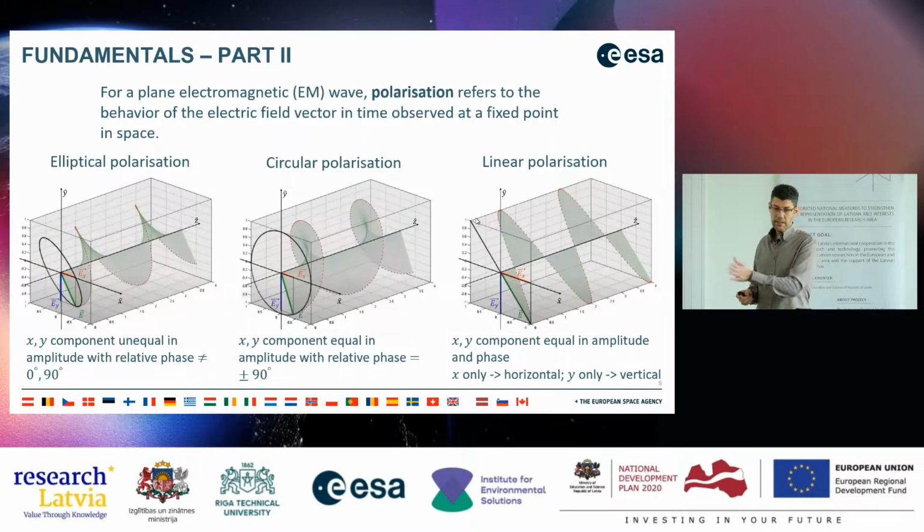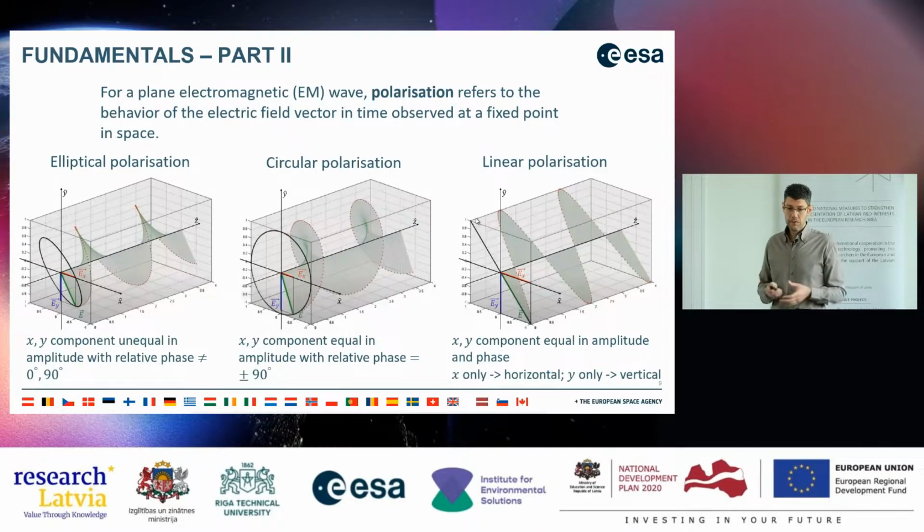And this is again specialized in linear polarization, where the components are equal in amplitude and also in phase. And in this case, it's 45 degrees. So you can also have linear polarization horizontal, which means you only have the X component of the electric field, and vertical, if you have only the Y component. So this is the basic information about electromagnetic wave polarization.